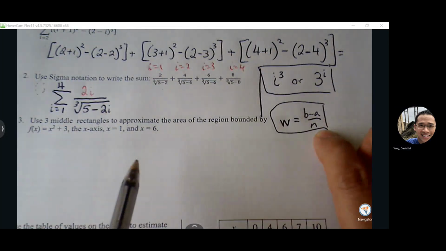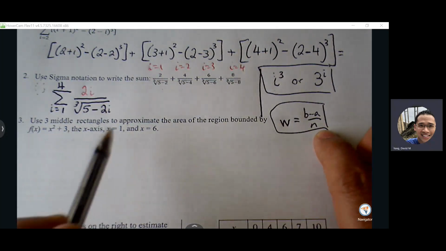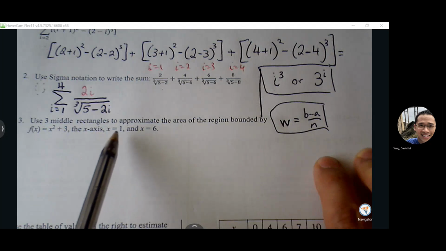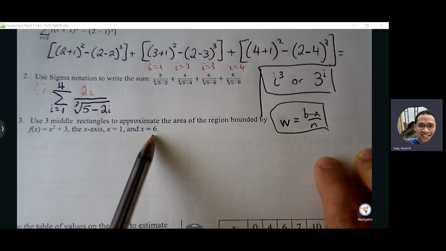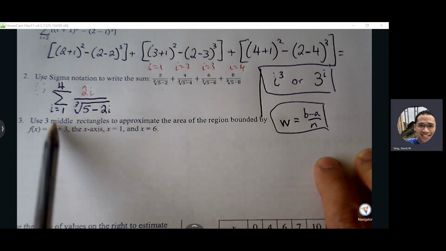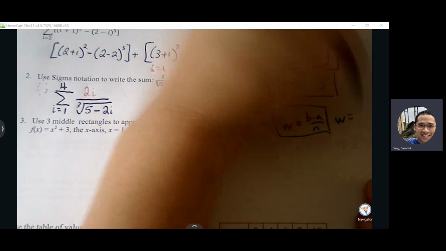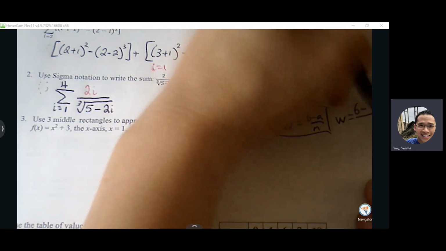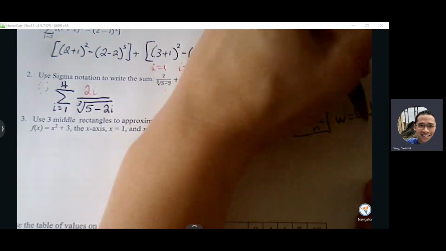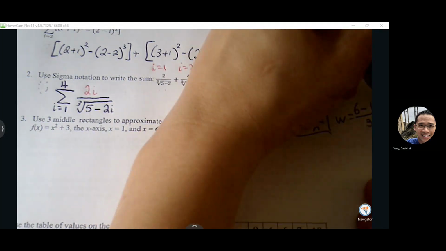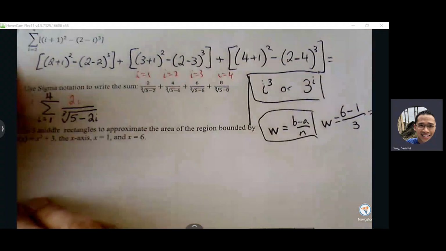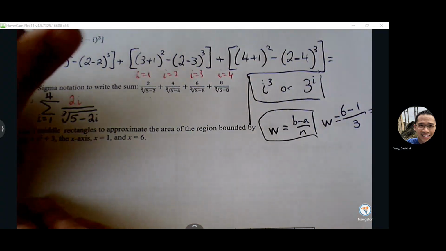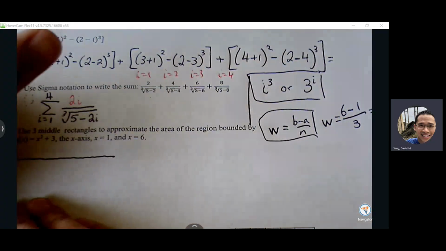Okay. All right, let's find the width first. What's my a, b, and n value? Okay. 1 is my a, 6 is my b, and n is what? 3. Okay. So width is 6 minus 1 over 3. What's my width? 5/3. Okay, so let's build our intervals here. You're going to start at what?